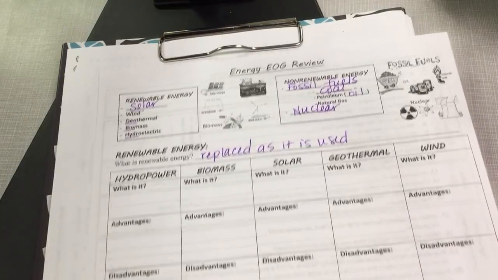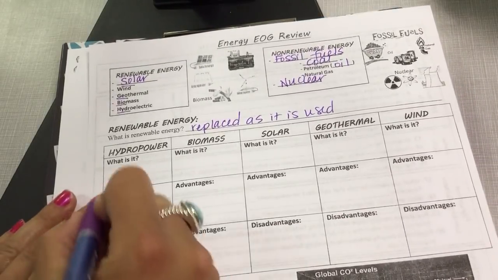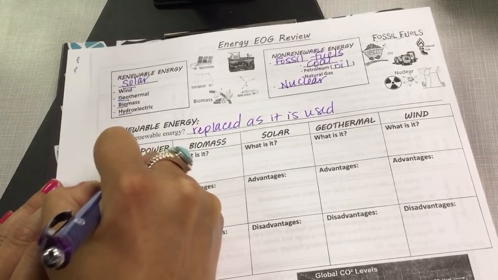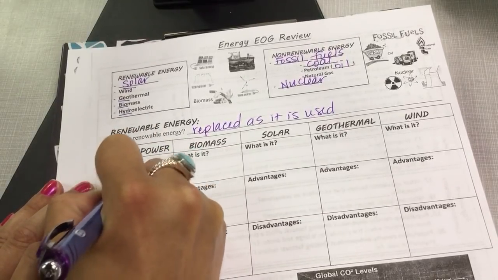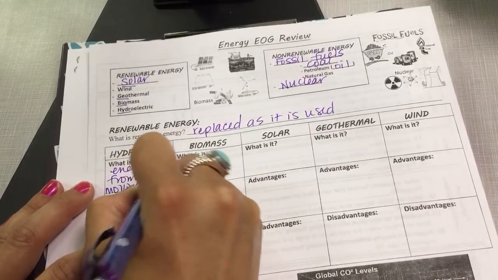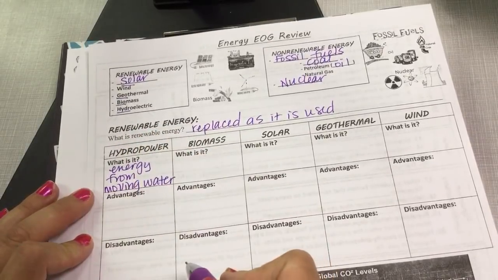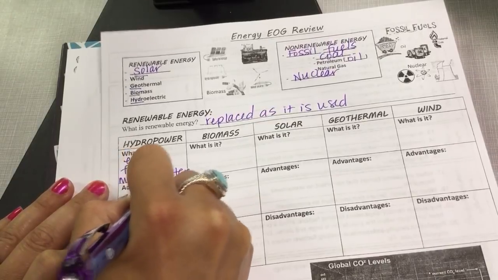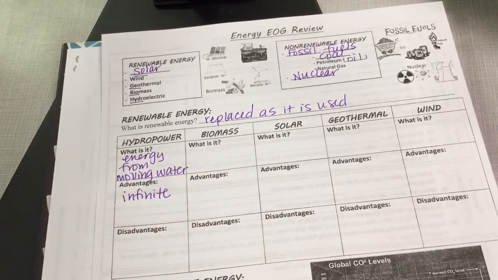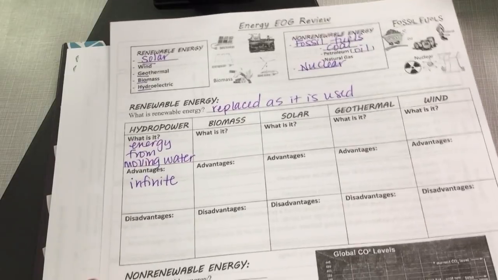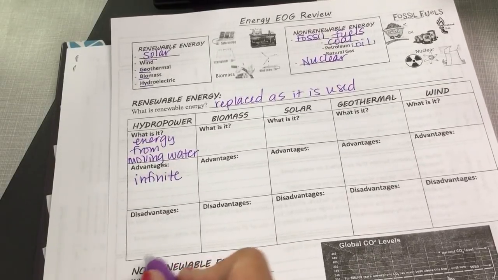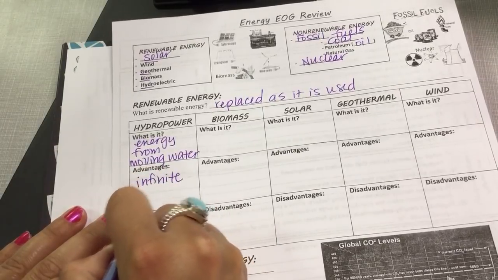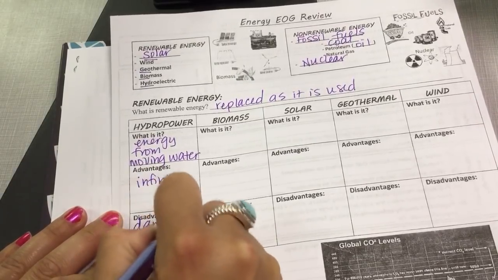Hydropower is an example of renewable energy. So that is energy from moving water. An advantage of hydropower is, again, potentially infinite, as long as the water is continuing to be cycled through the turbines. And disadvantages is that it can cause damage to ecosystems.